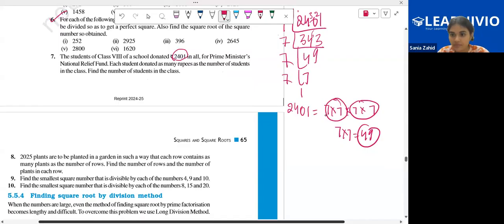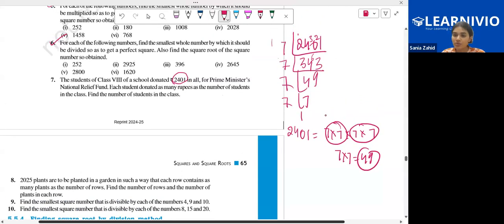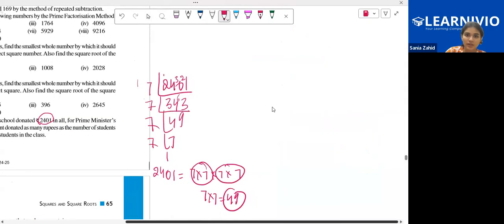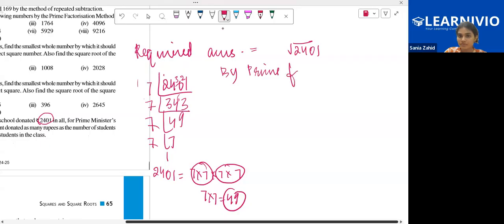Ma'am, how do you write this in steps, like word problem steps? You will write the required number of students is equal to under root of 2401, and then you do so by prime factorization. Wait, you can write like this. Required answer. See, these types of questions where all the statements can be formed separately, so just write required answer or required number equals to under root of 2401. Then you can write a line: by prime factorization method, we have so and so, and then factors of this and this. So you can just explain these points.